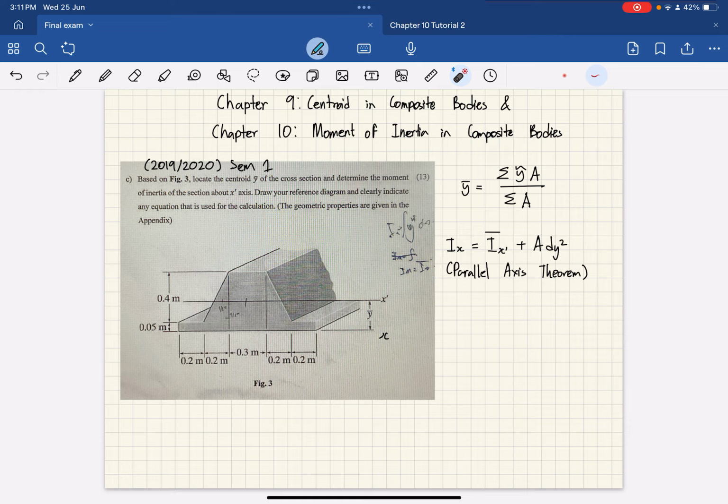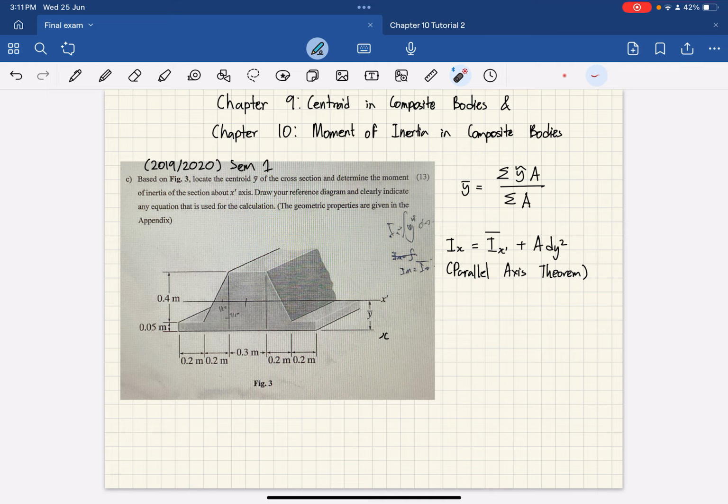So in order to find y bar for a composite body, it's the summation of y tilde times area over the summation of area. What is y tilde? Y tilde is the vertical distance of a shape's centroid to the reference axis itself. And A is the area of the shape itself. Later, when we need to find the moment of inertia, we have to use the parallel axis theorem formula right here, which is the moment of inertia plus the area of the shape times the distance of the centroid from the reference axis itself. This is what we call dy.